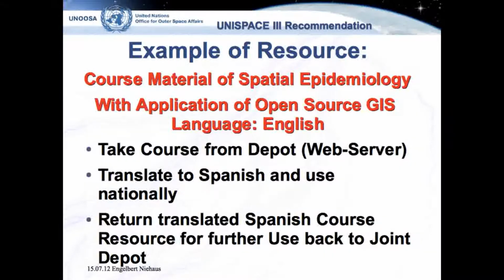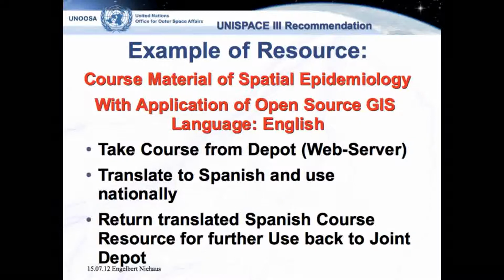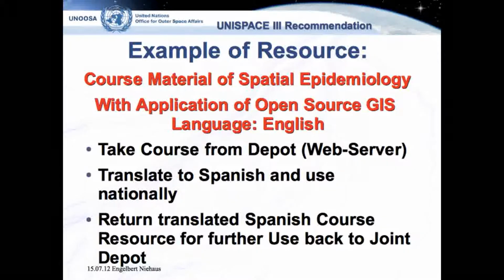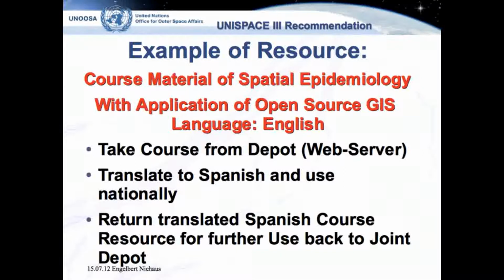If we apply that on an example of an open content resource, we use as example a course material for spatial epidemiology that shows the application of open source geographical information system, and the language of the course is English. So a member state could take the course from the depot, translate it into Spanish and use it nationally, and then they return the translated course in Spanish back to the joint depot of resources. And so other member states, maybe in Latin America, that have also Spanish as their main language can use that from the depot in their native language.